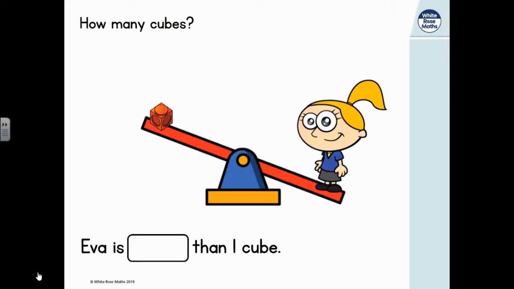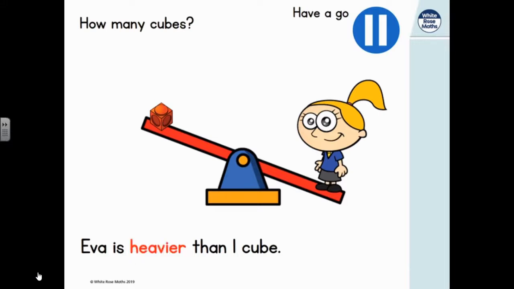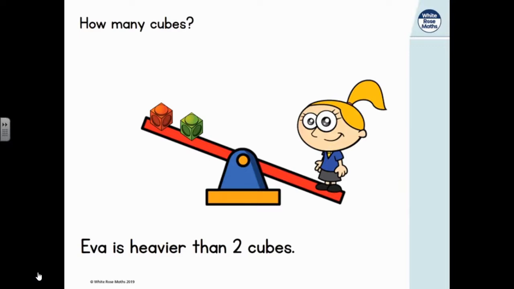Eva is trying to balance on this scale with some cubes. She needs to find the amount of cubes that have the same mass as she does. What do you notice about the scale at the moment? That's right, Eva is heavier than 1 cube. Eva is heavier than 2 cubes. Eva is heavier than 4 cubes. Gosh, how many cubes will she need?